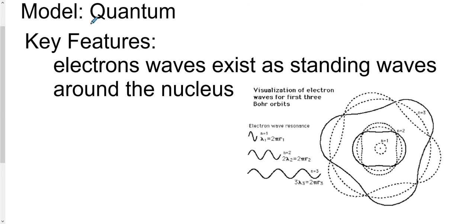And the quantum model has as its key features this. Instead of thinking of electrons as particles, let's remember that electrons can be modeled as waves. So instead of being at one single point circling the nucleus, like we picture with the Bohr model, with our electron around the outside, going around and around this nucleus, let's think about this thing as a wave.